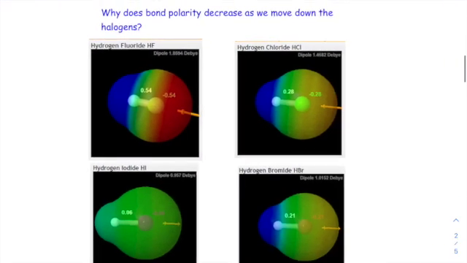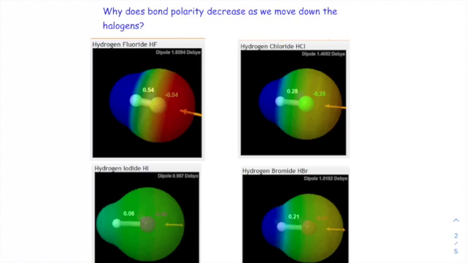All right. Take a second and write down why you think the bond polarity decreases as we go from HF to HCl to HBr to HI. Just write it in the margin.